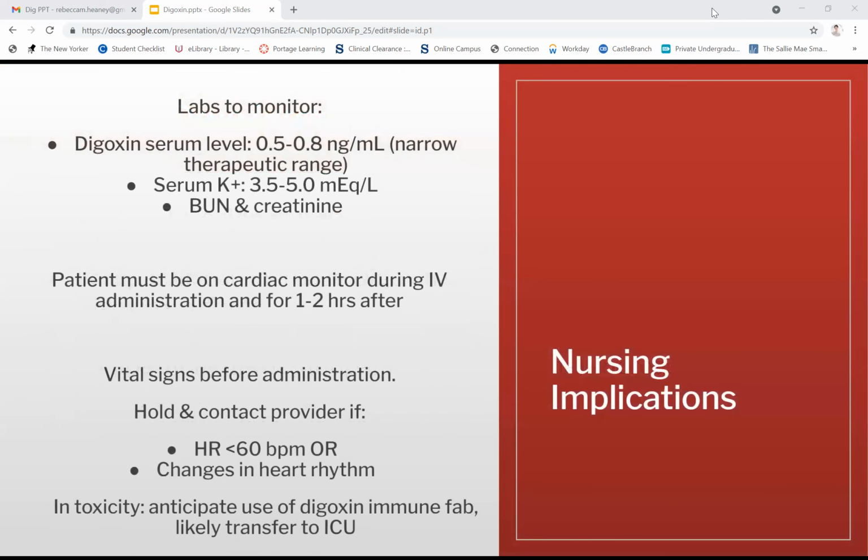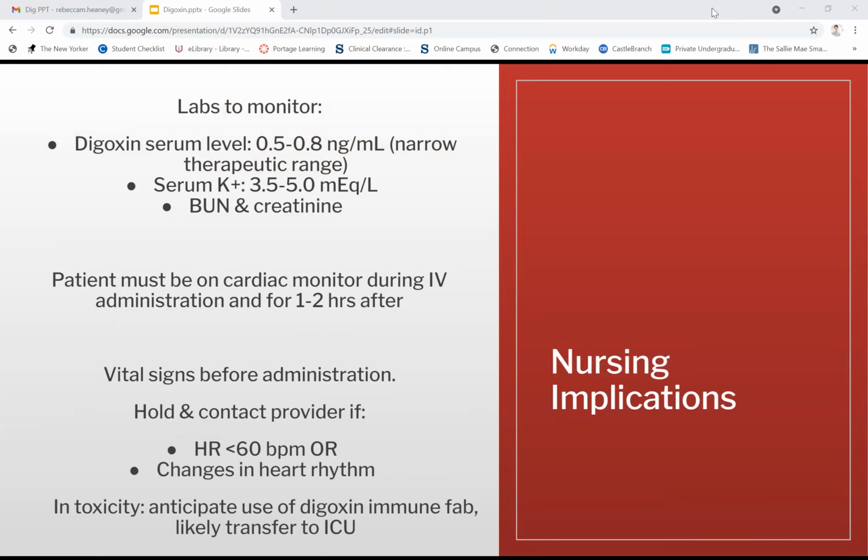Nursing implications for digoxin. There are several labs that we need to monitor in these patients. The first is the digoxin serum level, which has a narrow therapeutic range of 0.5 to 0.8 nanograms per milliliter. This should be monitored until therapeutic range is reached and annually after therapy is established. Hyperkalemia can impair digoxin's therapeutic response, and hypokalemia can cause digoxin toxicity and dysrhythmias, so we need to monitor our patients' potassium levels as well.